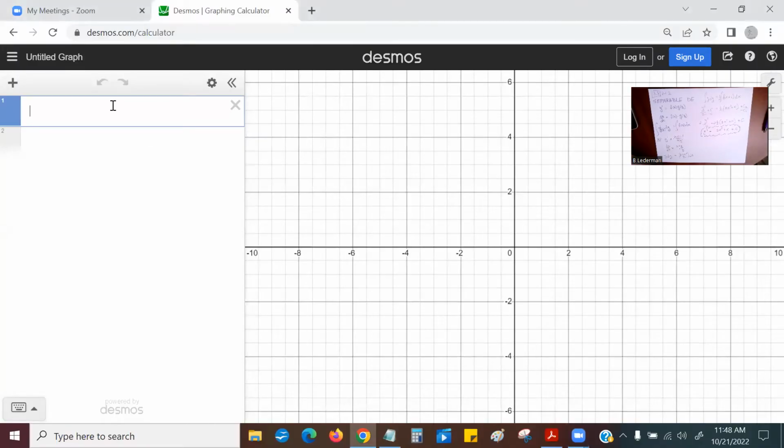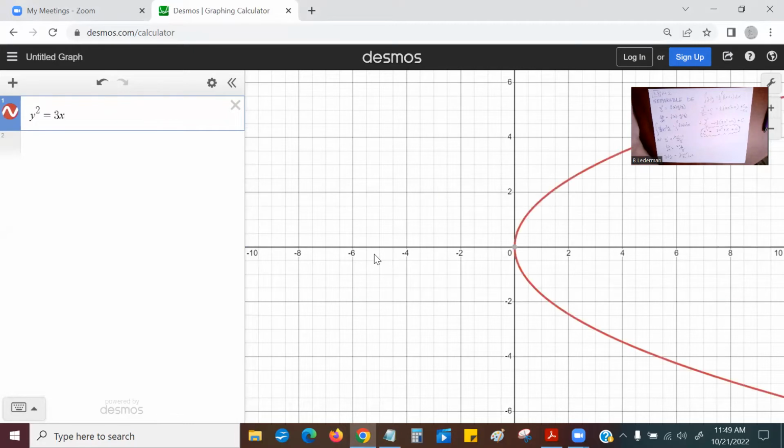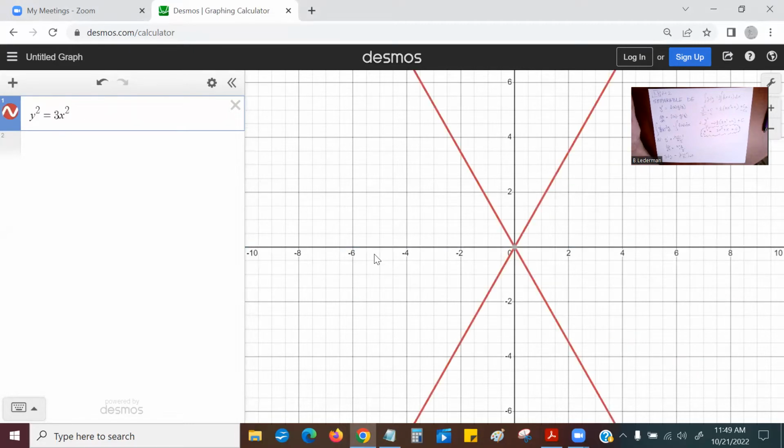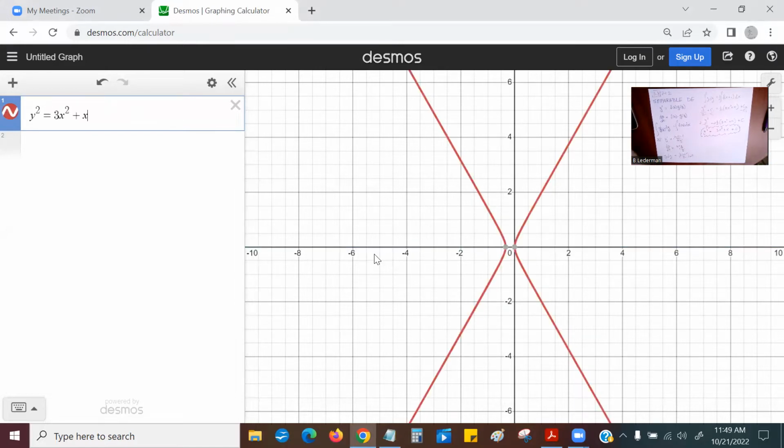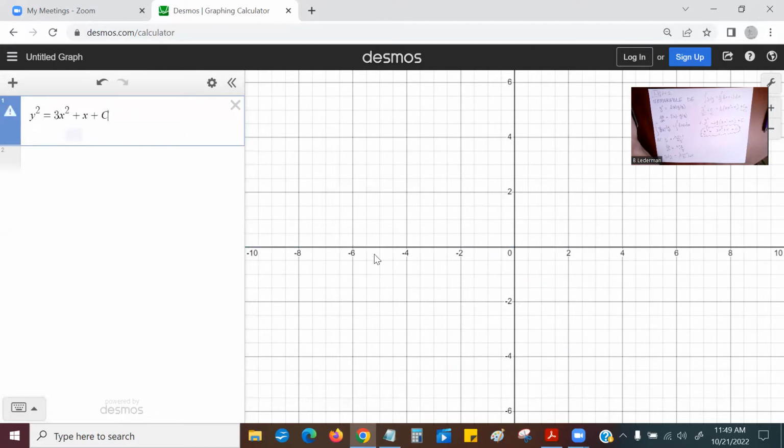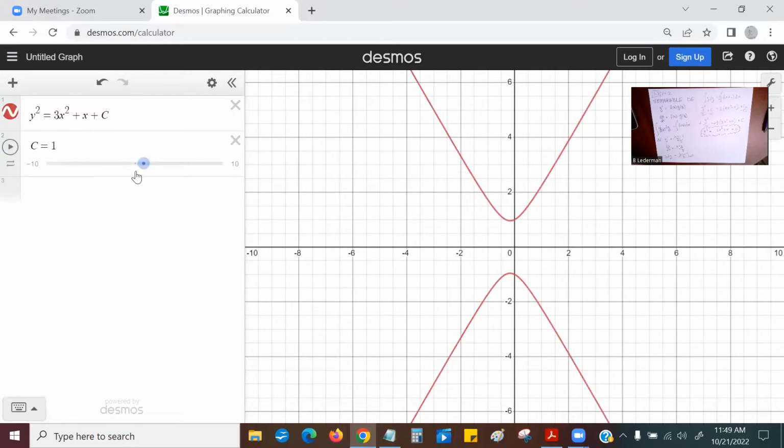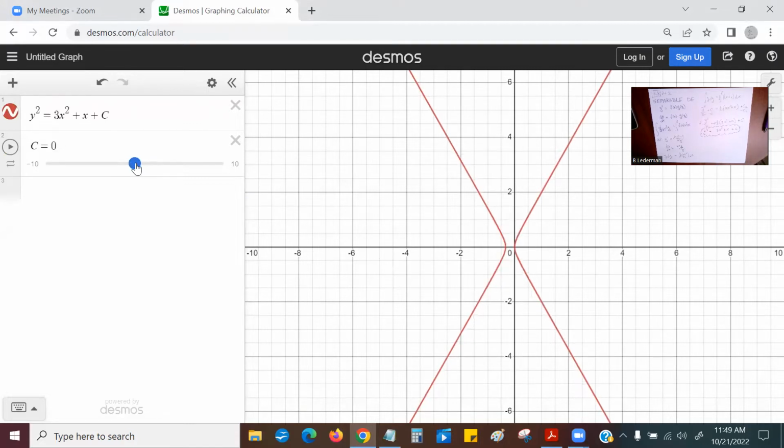And so we're going to graph y squared equals 3x squared plus x plus c. And I'm going to add a slider for c. Okay, so let c equal 0. If c is 0, this is what it looks like. Notice that these lines here are kind of straight, and it gets curvy over there. It's kind of cute.